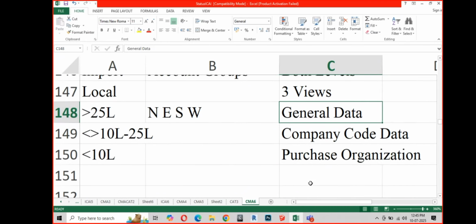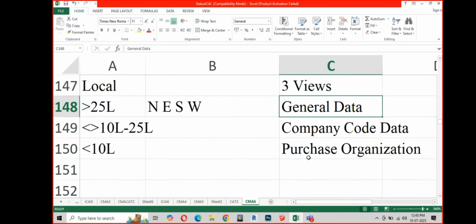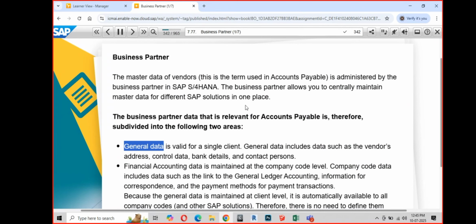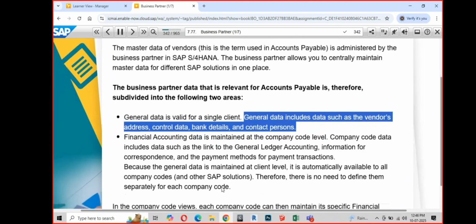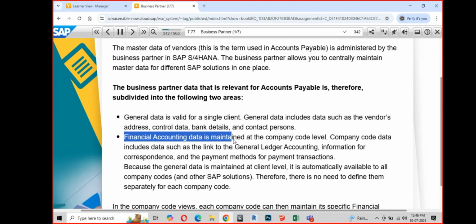Now let's get back to the topic. General data includes data such as the vendor's address, his contact person, his email, his telephone number. You see the company code data also. The financial accounting data is maintained at the company code level. So the finance person is responsible for managing the company code level information of a specific vendor or a customer.